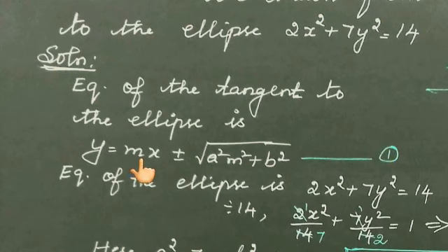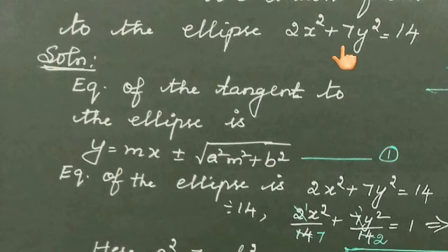Here m is the slope of the line. Okay. And a square, b square are from the curve which the tangent touches. So here they have given an ellipse. So in the ellipse, the standard form of the ellipse is x square by a square plus y square by b square is equal to 1. The a square, b square are from this. Okay. Name it as equation 1.